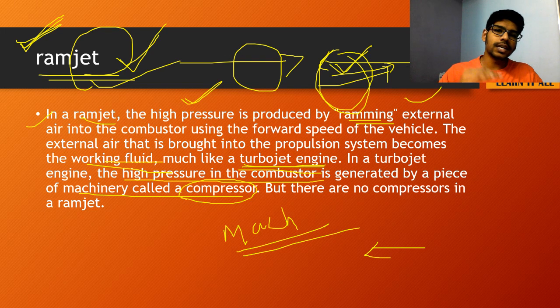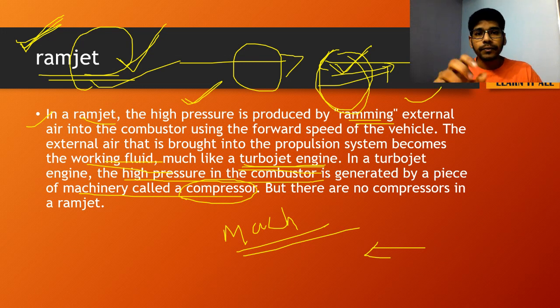Even though the vehicle is moving at supersonic speed, what are the shock waves that are produced because of the supersonic speed? When an object is moving beyond the speed of sound, it produces shock waves, right? Because of the shock waves, if the speed is increased, the efficiency of the ramjet engine falls down.